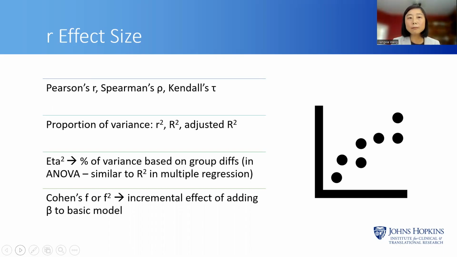And another type of r effect size is the proportion of variance that you're very familiar with, which is the R square or the adjusted R square in a regression. There could also be, in an ANOVA setting, similar to the R square in multiple regression, the eta square, which looks at the percent of variance based on group differences. And then another type of r effect size is Cohen's f or f square. It's an incremental effect of adding predictors to basic models.